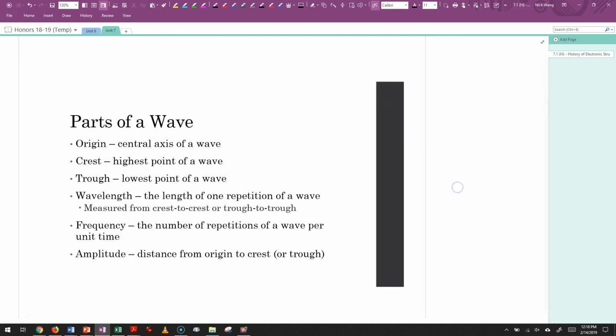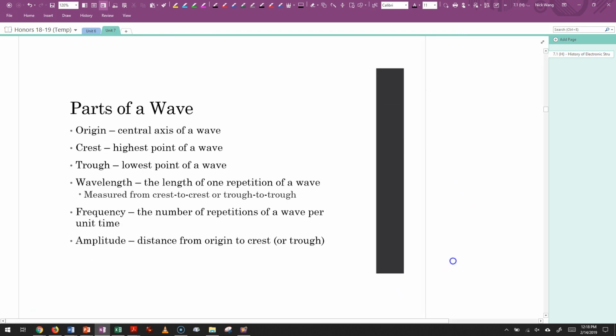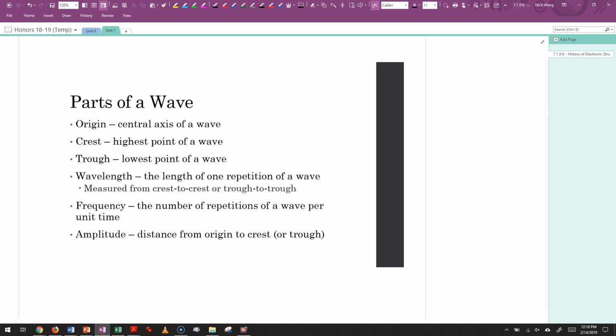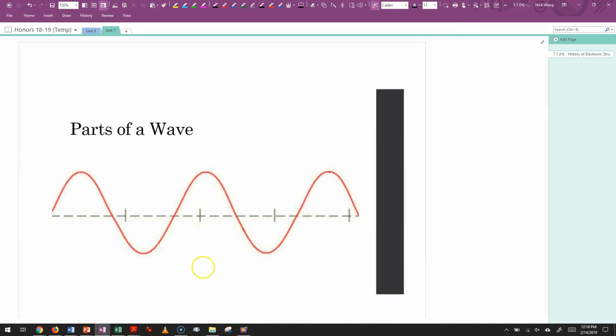So let's also break down parts of a wave here. There are 6 terms, some of which you might recognize, some of which are unfamiliar. We'll be defining these, and I'll be using the next slide to illustrate what those are. The first one is the origin. That's the central axis of a wave. So I'm going to scooch down here. That's going to be the central axis right here. That dotted line is going to be our origin.